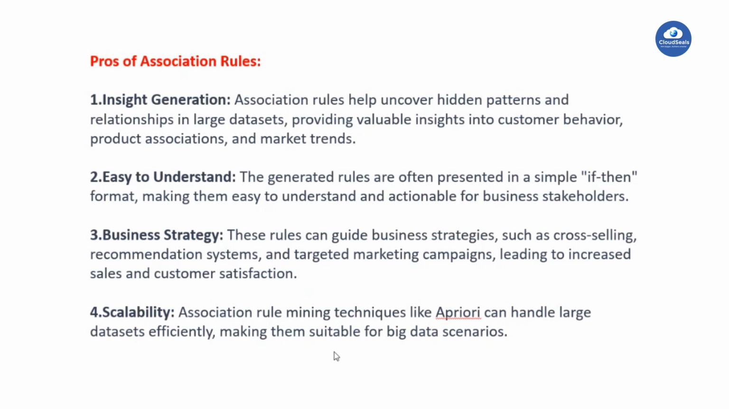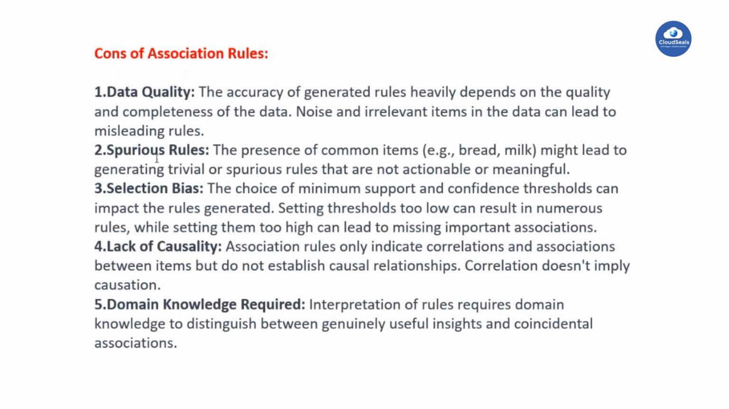Scalability: association rule mining techniques like Apriori can handle large data sets efficiently. What Apriori is, I will explain through Python, then you will understand more than this. So these techniques handle large data sets. But here there are some disadvantages. That is, we need quality data.